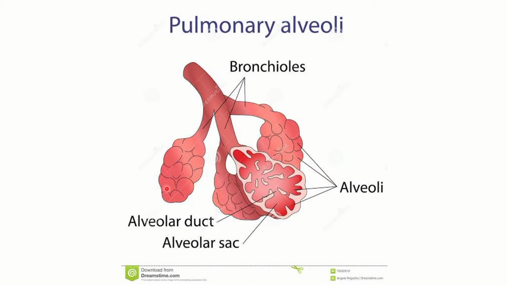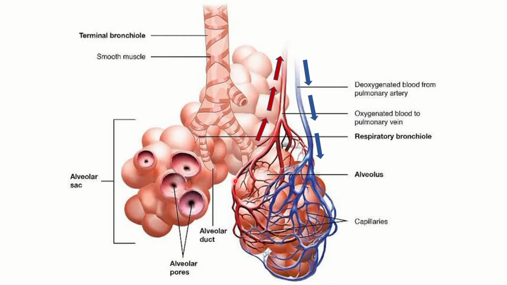Now when we talk about the alveolar, there are three things in the alveolar. One is the alveolar sac, in which the alveoli is present. Then we have the alveolar duct. Duct means small tubes. And the last balloon-like structure is known as the alveoli. If you see here, this whole part is the alveolar sac. That is the sac that contains the alveoli.